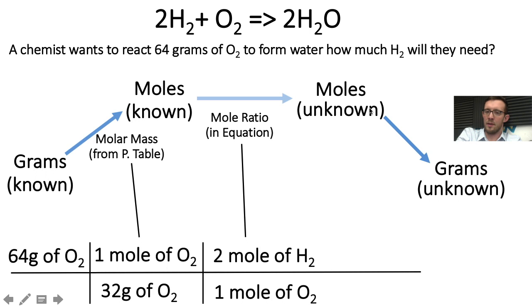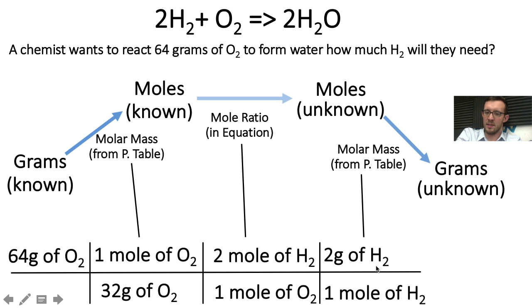Last, after we figured out how many moles of hydrogen we'd need, we can determine how much that hydrogen would weigh by using the molar mass of hydrogen. And so again, we'll come to the periodic table and we'll see that the mass of 1 mole of hydrogen will be 2 grams. And so at this point, the only thing left for us to do is multiply our numerators and divide by our denominators. And so our units will cancel out, and what we end up being left with is 8 grams of hydrogen.